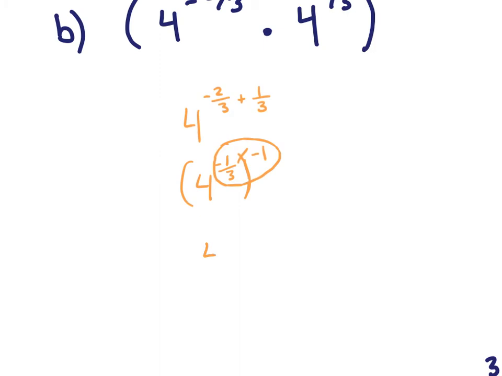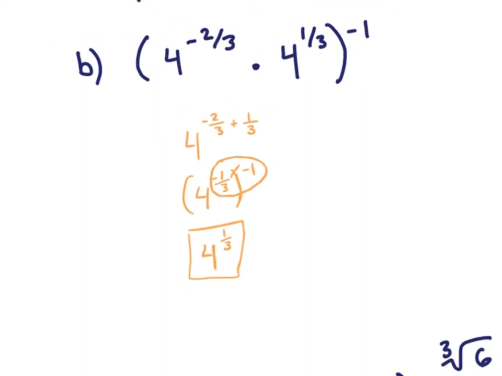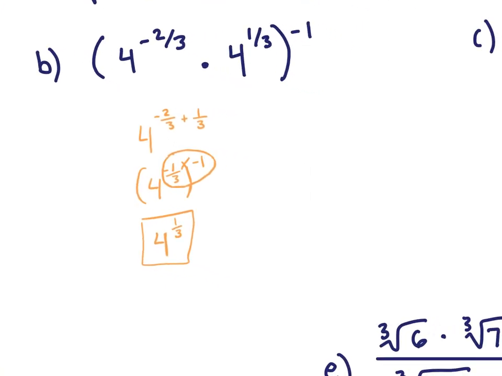So that's how we get the positive, because negative 1 over 3 times negative 1 is what? Positive 1 over 3. Thank you. So a power raised to a power, you multiply them. You gotta know that for your quiz. All right, any questions on that one? Ready for C?